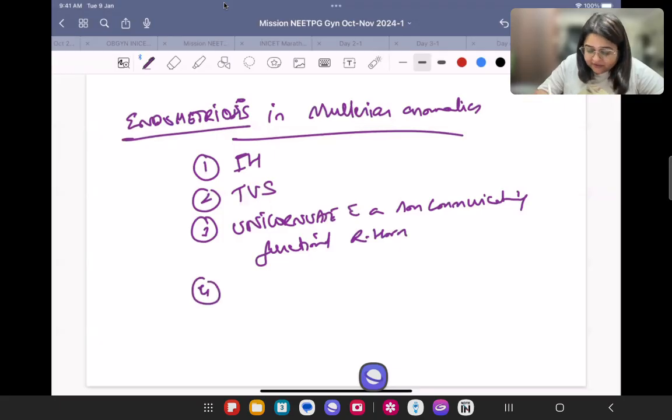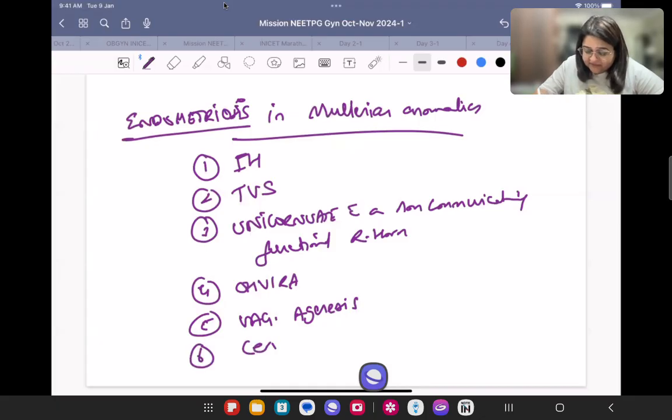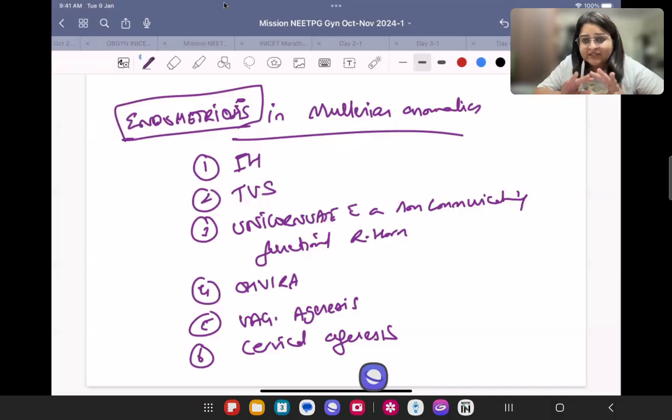Then yes, Ovira syndrome, not didelphys. Be very clear. Ovira syndrome with didelphys. Okay. What else? I will add a few more here. One is vaginal agenesis. That means the vagina has not formed. And second, cervical agenesis, where the cervix hasn't formed. So these are anomalies where you will find endometriosis. So the question can come in some form. You should be aware that you can find endometriosis in these. So whenever there's an obstruction to the outflow of menstrual blood.